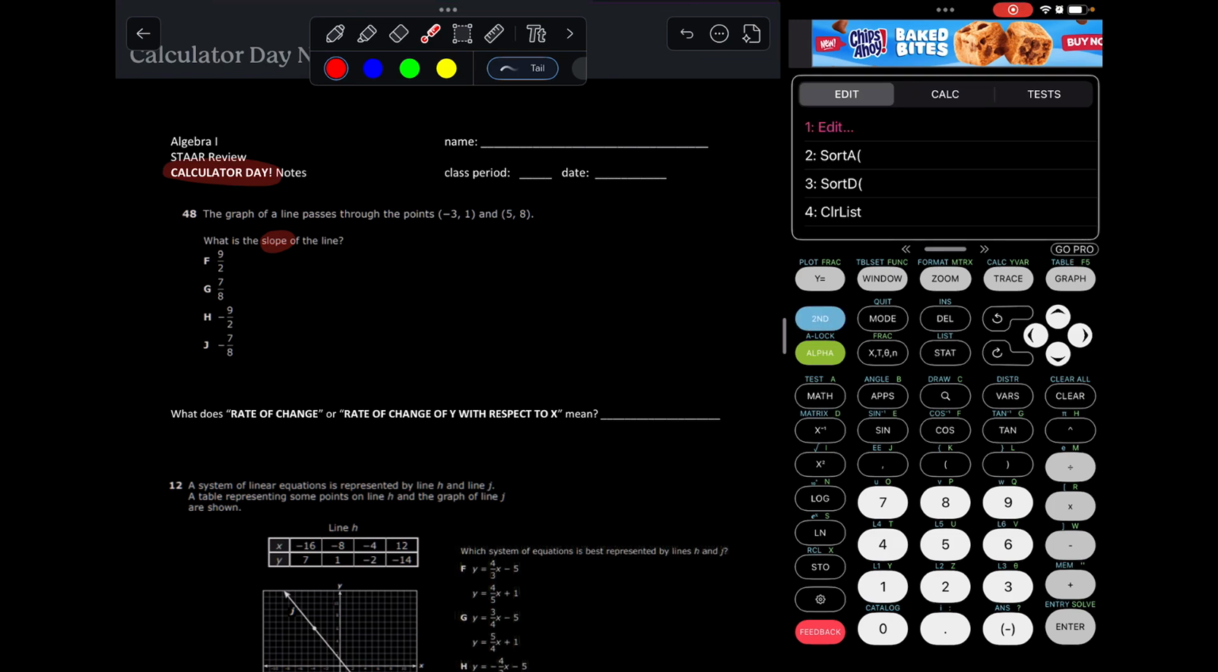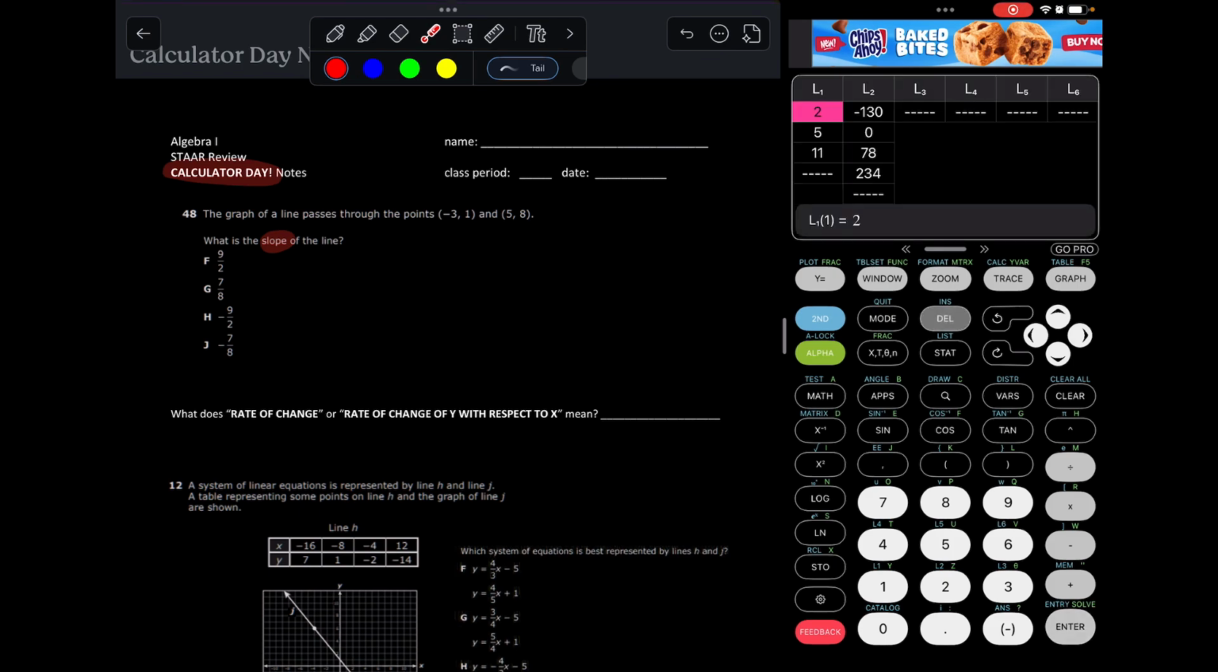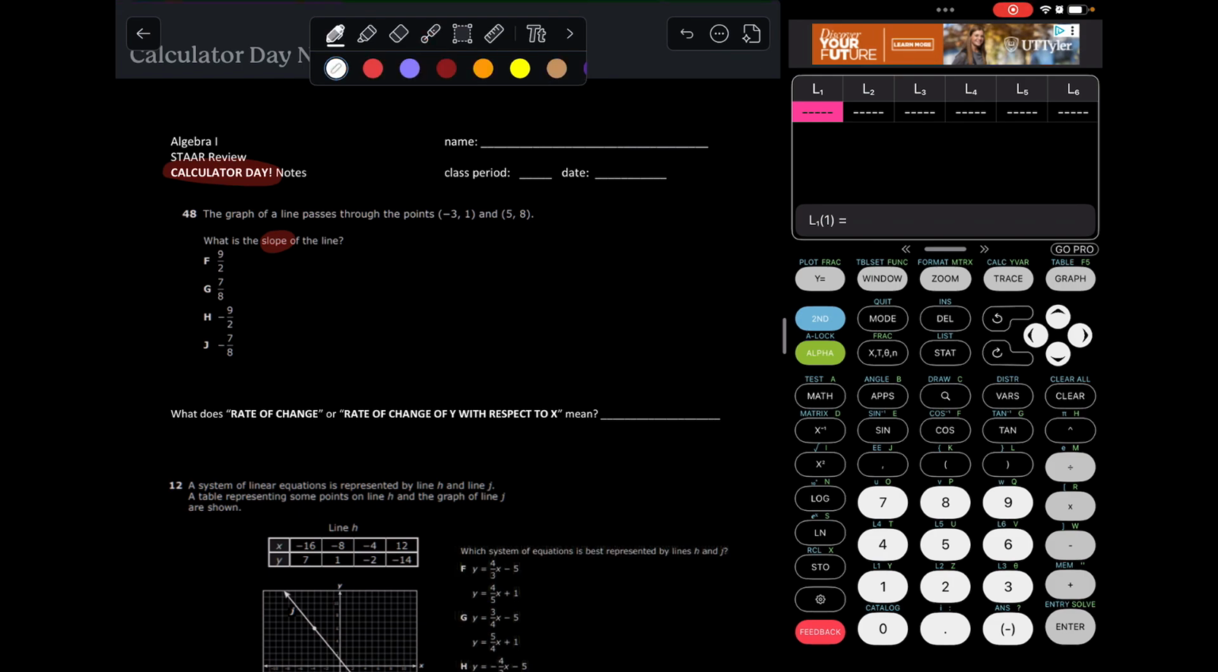Once you click on the stat button, you're going to click on the first option, which is edit. Here you'll be able to input a bunch of numbers. As you can see, I was doing math in my free time, so some numbers are already there. But we're going to plug in the two numbers that are given. Now, where am I going to plug in the -3? L1. L1 is going to be my X column. So all my X's, which is my -3 and my 5, are going to go on my L1.